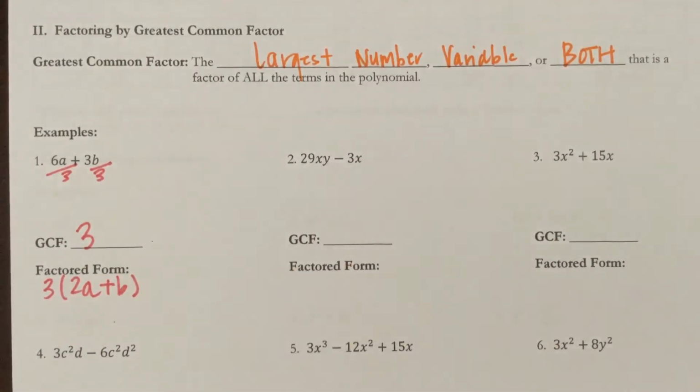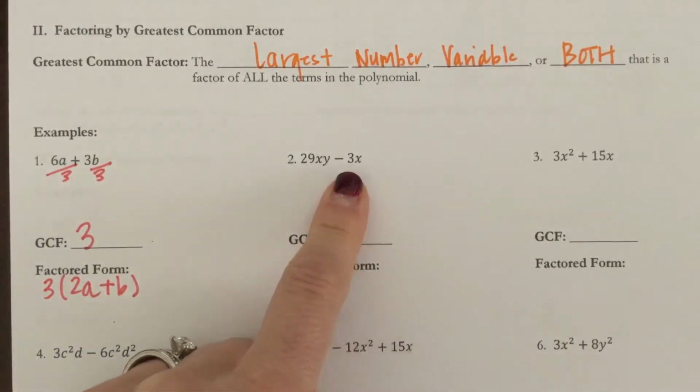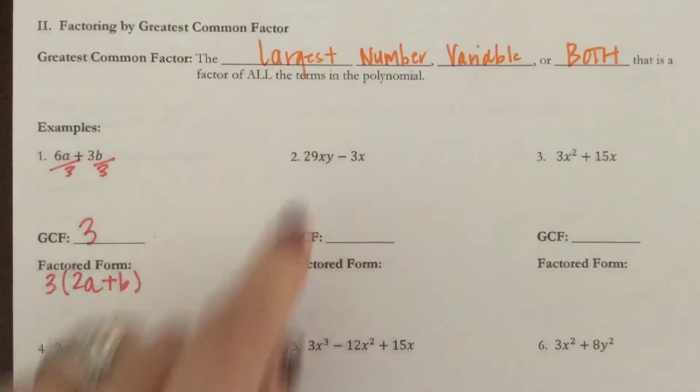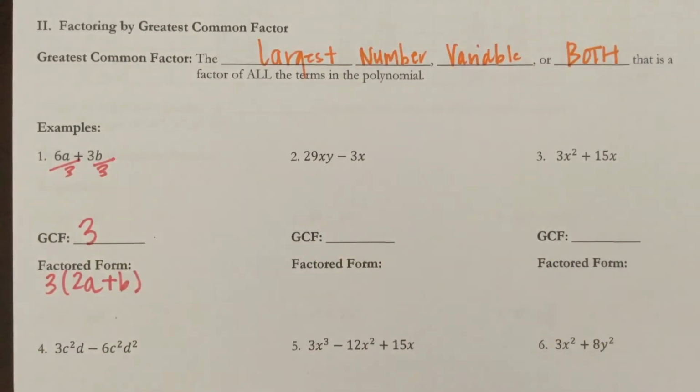All right, in our second example, if I'm looking at the two terms that I see there, if I compare the numerical part, 29 and -3, I'm trying to think of the largest number that goes into both of those. Well, the largest number that could go into 3 is 3. And if I think about whether 3 goes into 29, it does not. So these numbers do not share a common factor other than 1.